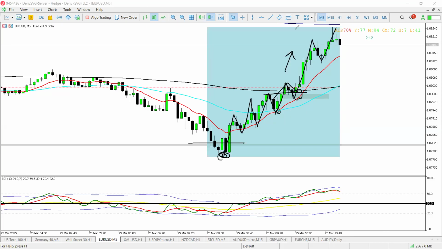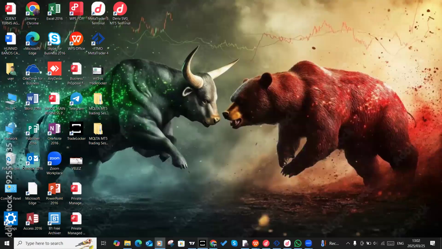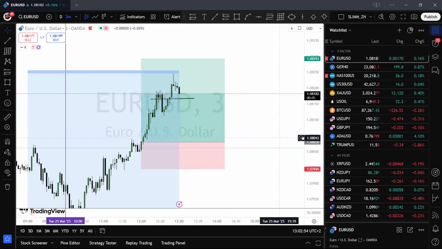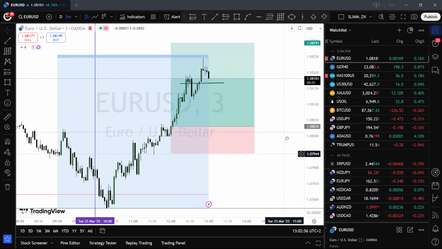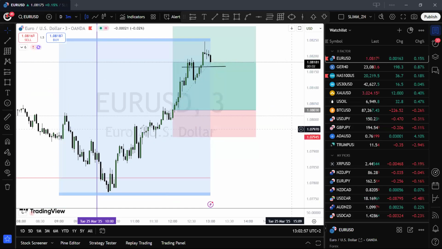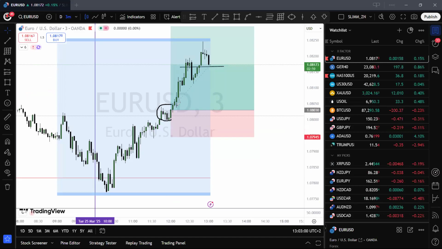So just to quickly jump to TradingView so that I can show you guys the trade. You can see this was the trade here. From here, you can also see it was a bit of a late entry. It looks like it was a late entry, but remember, we needed that confirmation from M15.